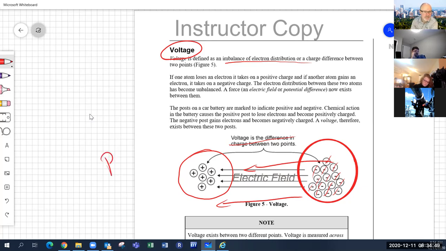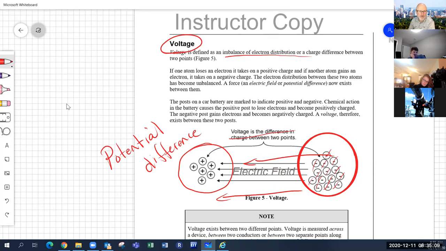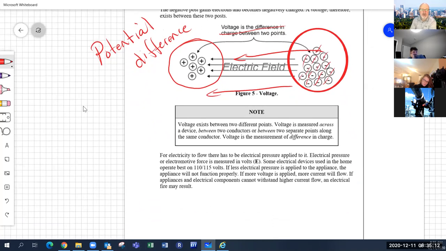Let me write that down. Potential difference. And we can only measure voltage when there is a potential difference. Okay, it's the only time we can measure these voltages. Okay, so down here in this note, we want to say voltage exists between two different points, but voltage is measured across a device, between two conductors, or between two separate points. Voltage is the measurement of a difference in charge, or sometimes what we call a potential difference.